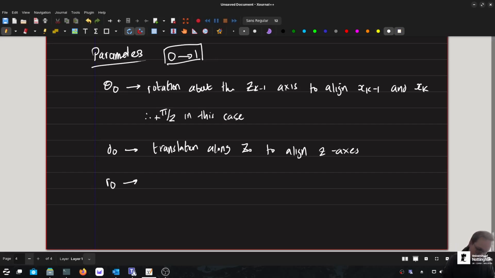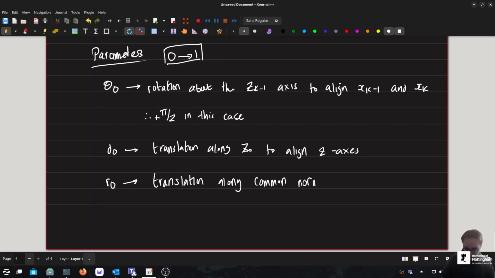r0. So this should be easy. It's the translation along the common normal. Or in other words, the x k minus 1 axis, just for simplification, to fully align, to align the x-axes.